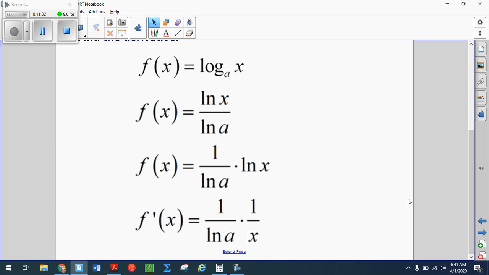So working with a different base, like 2, if this was log base 2 of x, I would just have 1 over natural log 2 times 1 over x.